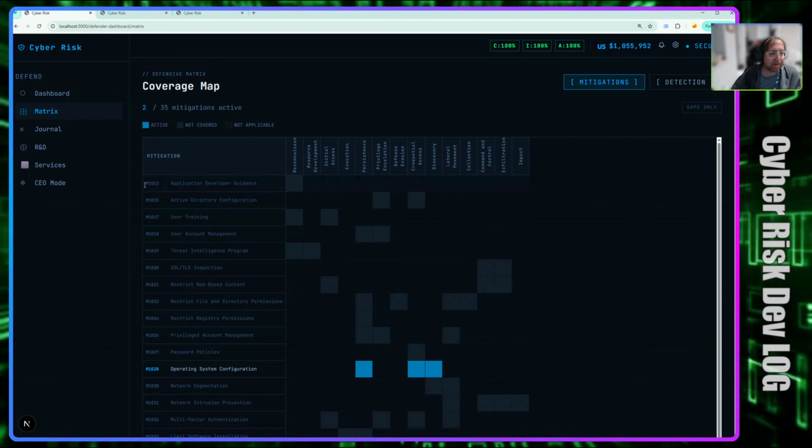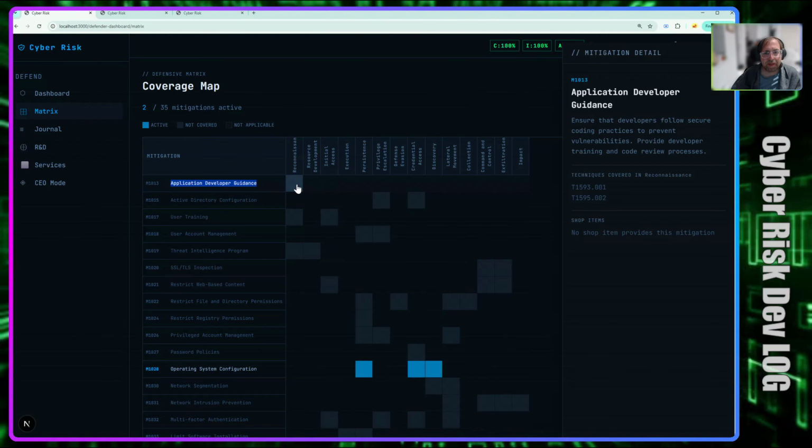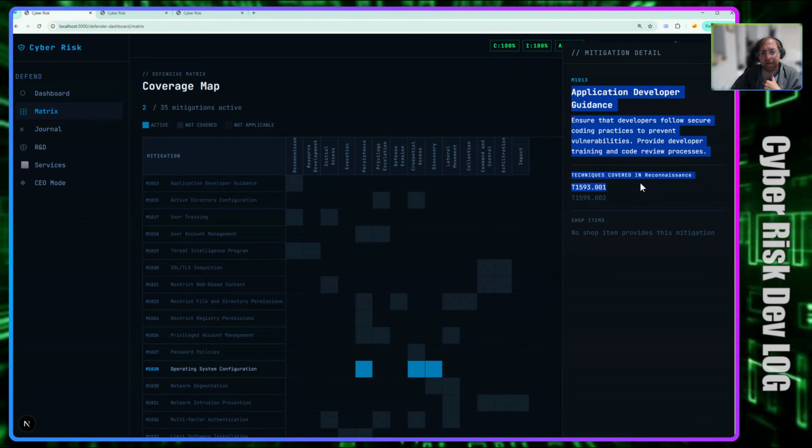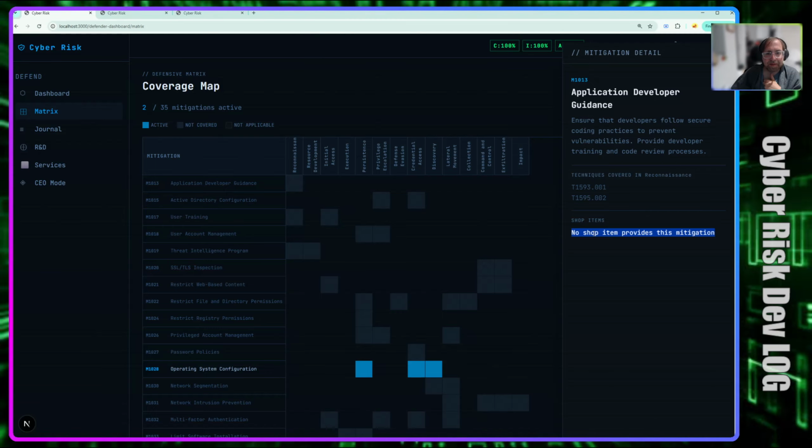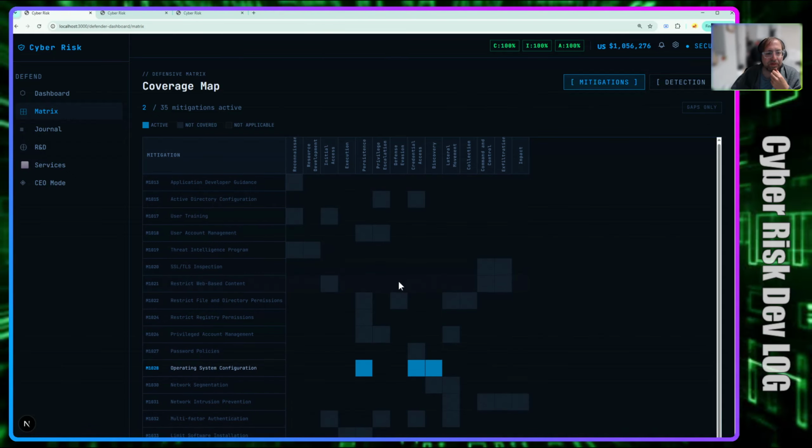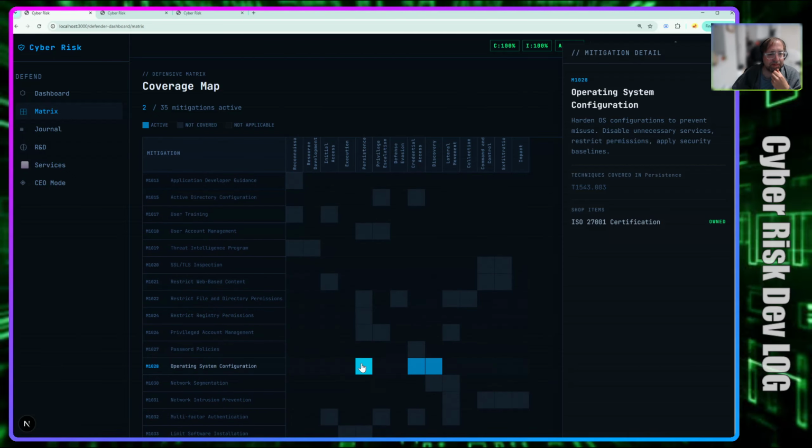And that says, okay, if I want to get this mitigation, I click here, and it explains what it is from the MITRE and if you can buy it. So in this case, the shop doesn't have that. Okay, so let's pick this. For example, this M1028, I did buy it, so it is available. So I did purchase this.